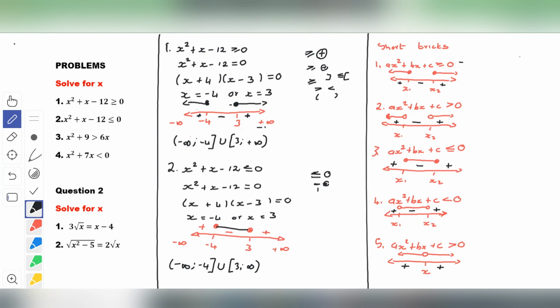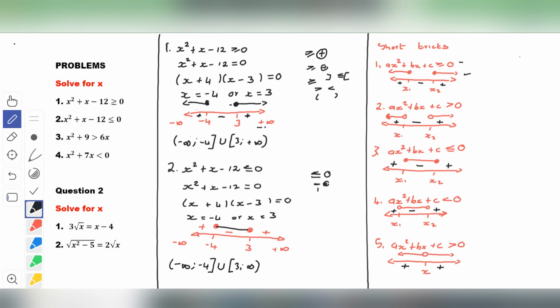And then let's now talk about the short tricks first. This short trick says whenever you have ax squared plus bx plus c, which is greater than or equal to 0, and then after finding your signs, let's say whenever it's positive, negative, positive, just know that the lines that you're going to draw are going to be opposite to each other, right? This is the first one.